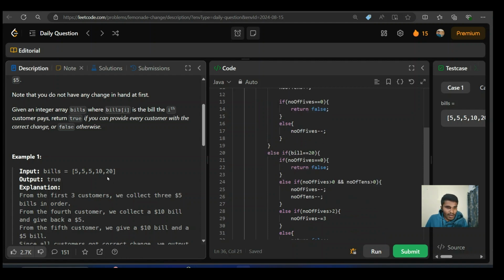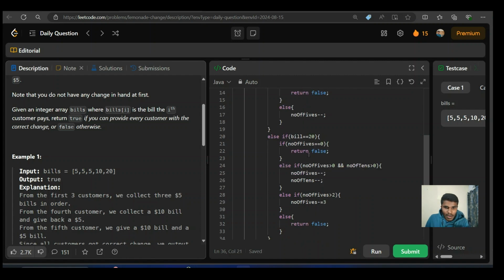And when we encounter 20, I'm first checking whether number of fives equals 0. If equal to 0, then we should return false. Why should we return false? If the customer pays 20 to us, we have to return 15. But we don't have even one 5 coin. So then we directly return false here.